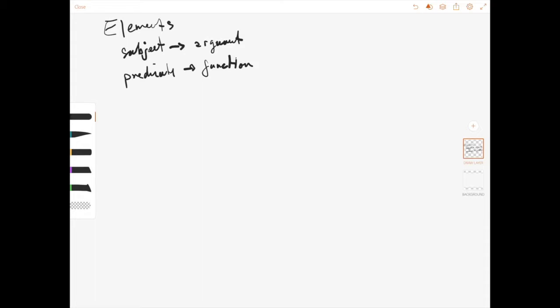So let's take an example. The example that we've used so far, Matthew has a headache. We can analyze that into a subject, or the argument. This is the argument. And if you take the argument out of this proposition, you have basically a function left. So let h of x be a placeholder that stands for "blank has a headache."